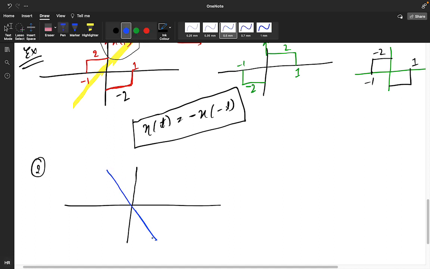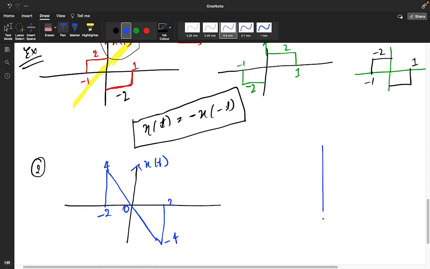The signal is coming like this. This is -2, this is 0, this is 4 value, and this part is your 2, this is -4, this is your x of t value. So how you will check it, your signal is an odd signal or not?